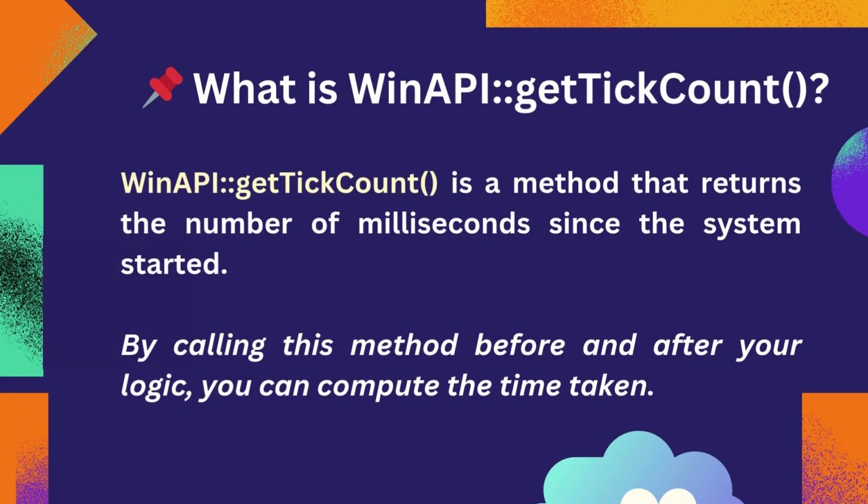WinAPI's getTickCount is a method that returns the number of milliseconds since the system started. By calling it before and after your logic, you can get an exact idea of how long a process takes.